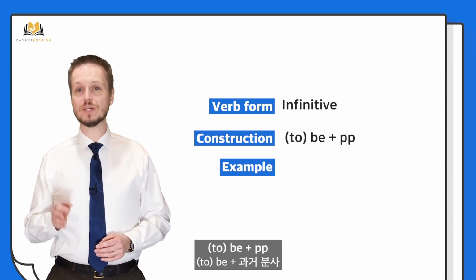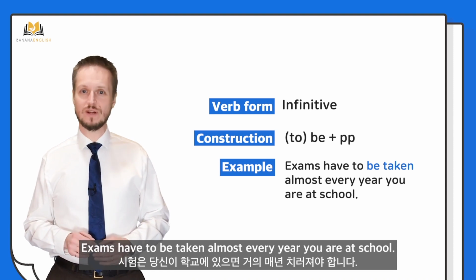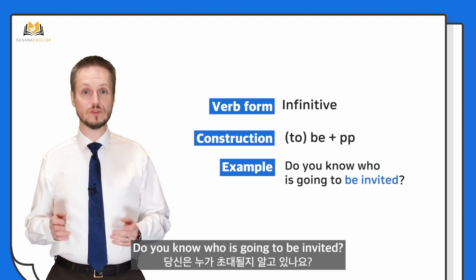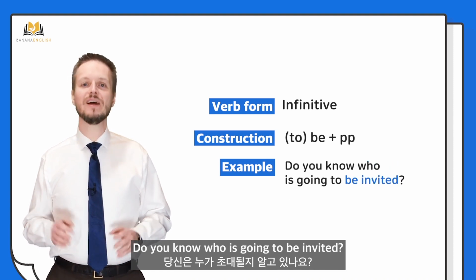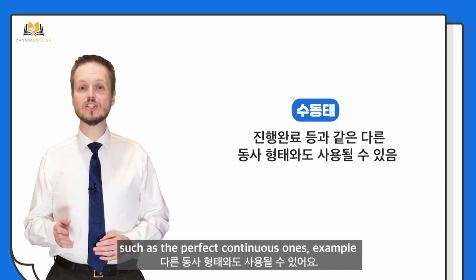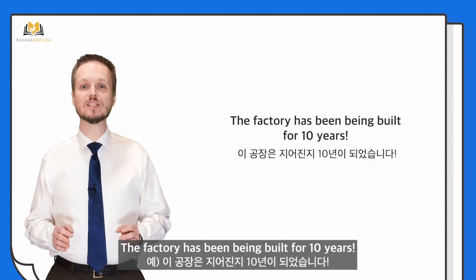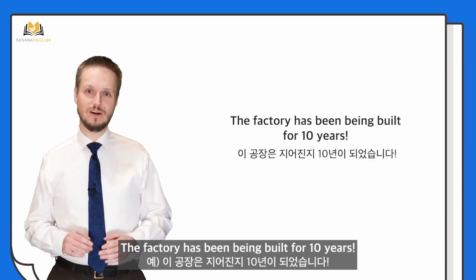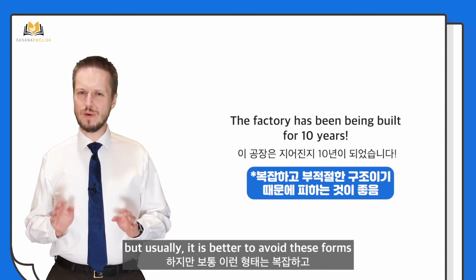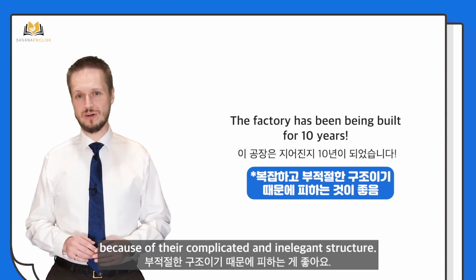Infinitive: to be plus PP. Exams have to be taken almost every year you're at school. Do you know who is going to be invited? It is possible to form the passive with other verb forms, such as the perfect continuous ones. Example: the factory has been being built for 10 years. But usually, it is better to avoid these forms because of their complicated and inelegant structure.